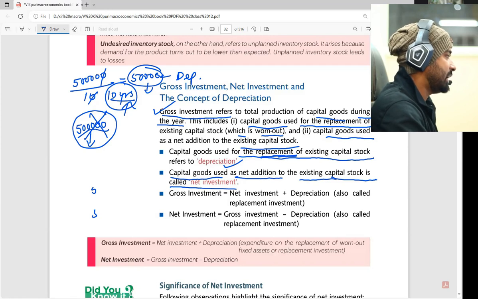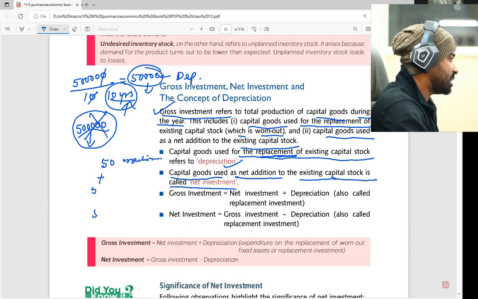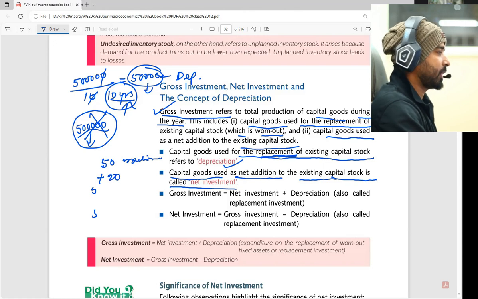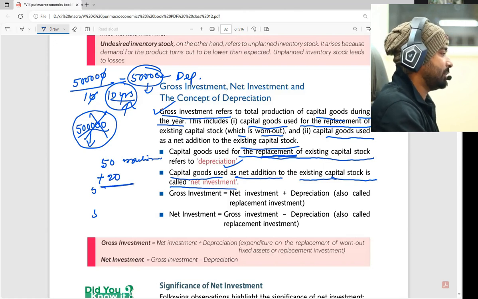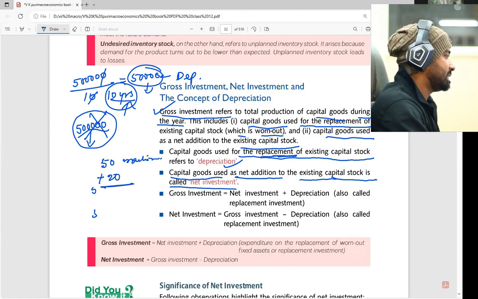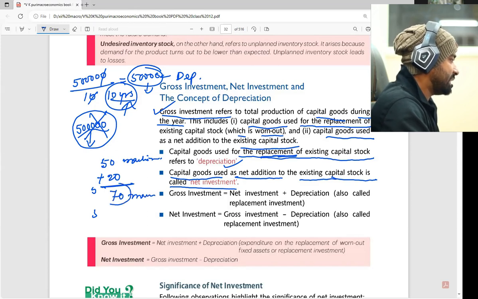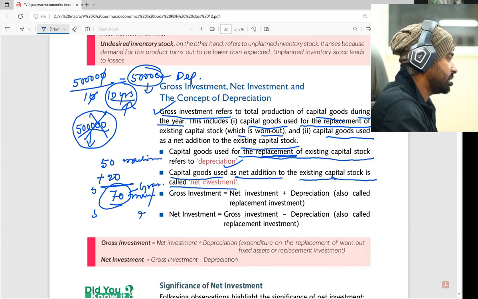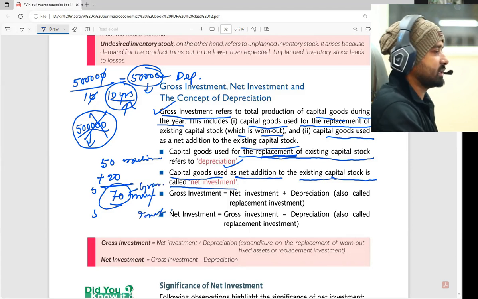Say, for example, I had 50 machines. Example: 50 machines. This year I purchased 20 more. So if this year I have purchased 20 more, the total becomes 70 machines. These 70 machines combined are known as the gross investment. Okay, this is known as the gross investment. I hope this part is clear.